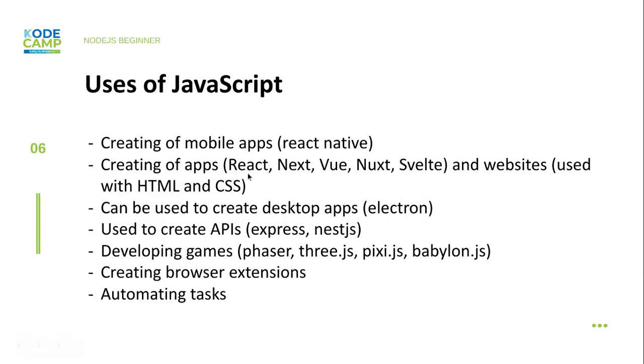Then you can use JavaScript to create APIs, but you would use that in conjunction with frameworks like Express, Nest.js. There's also Hapi.js. You can use JavaScript to create APIs. And what are APIs, right? APIs are interfaces you can use to interact with a backend infrastructure, or let's say a database, in a way.